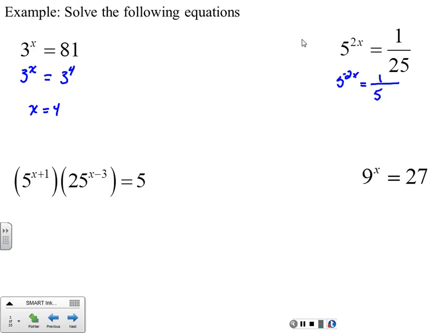Five to the what? To the 2nd power. Do you see what I did? Turn 25 into base 5. So 5 to the what power gives you 25. 5 to the 2nd power.